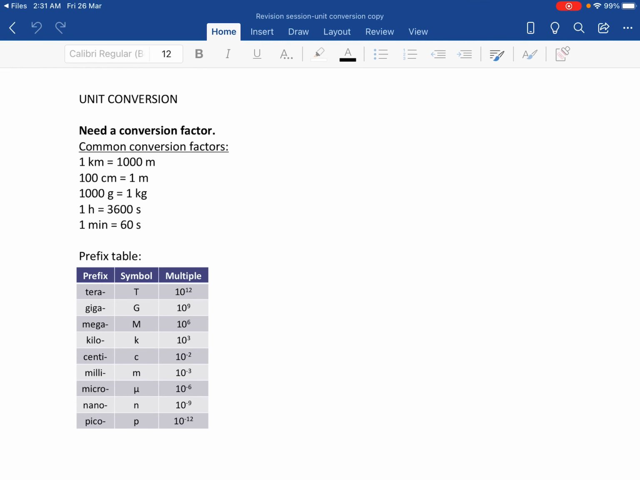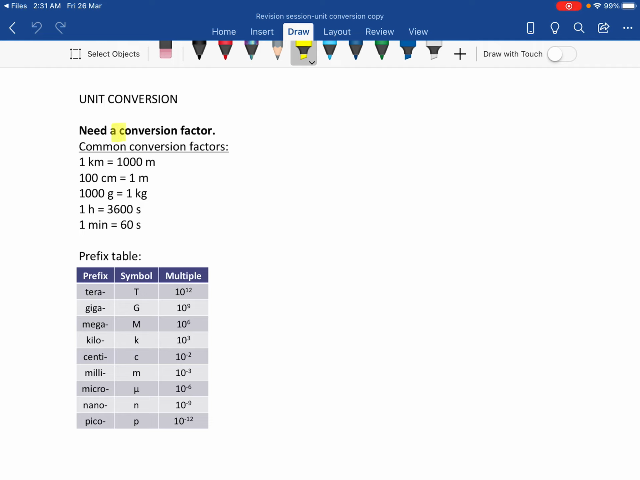Okay, with unit conversions, the most important thing to have is the conversion factor, because the conversion factor relates the two units that are involved, the unit that you want to convert from and the unit that you want to convert to. So I've listed here some common conversion factors.